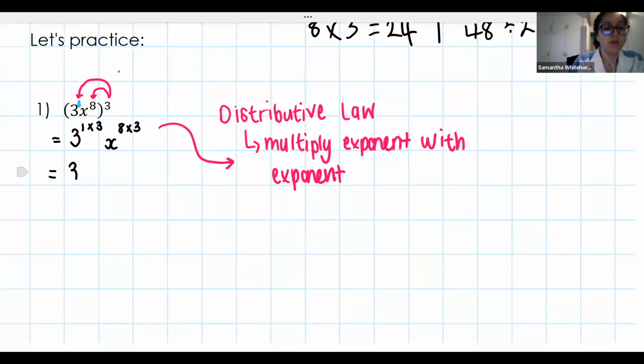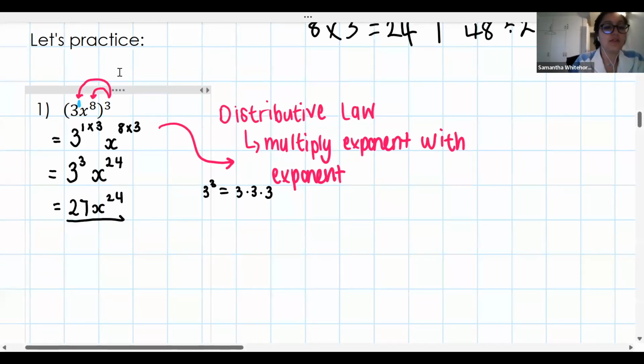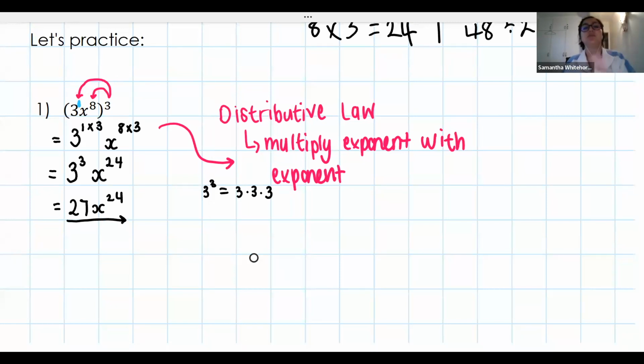Once we've got that, we know that 1 times 3 is 3. So we've got 3 to the power 3. And we know that 8 times 3 is 24. Now 3 to the power 3, you could leave it like this, but we always try and write it as a number. 3 to the power 3 actually means 3 times 3 times 3, and that is 27. So that whole initial bracket of 3x to the power 8 cubed simplifies to 27x to the power 24.